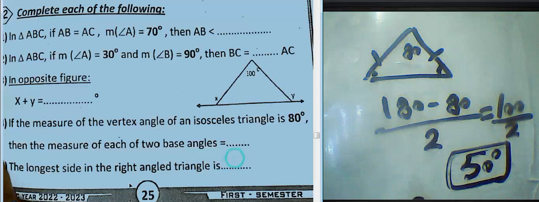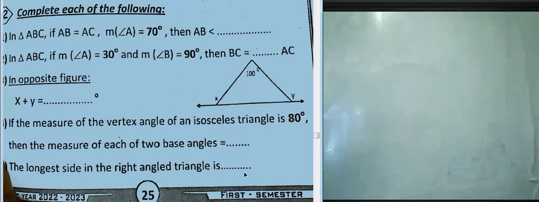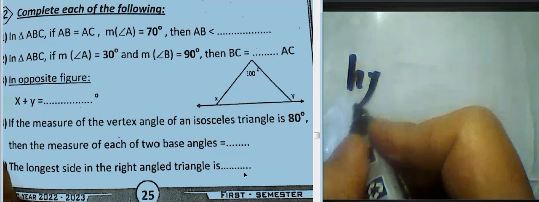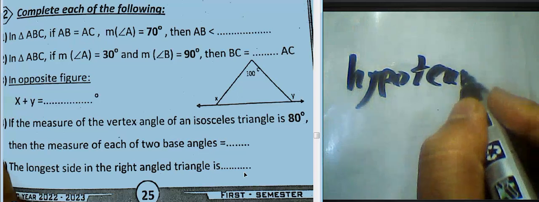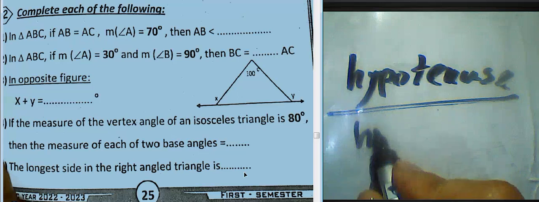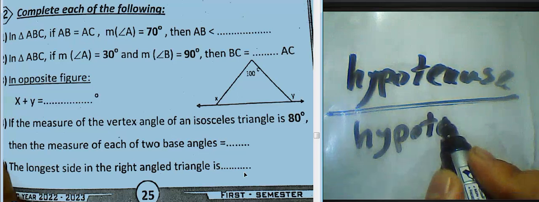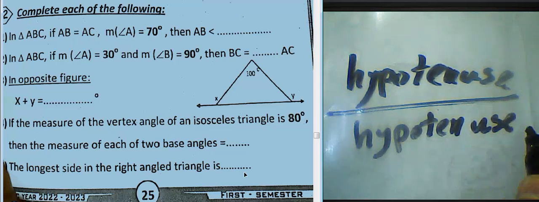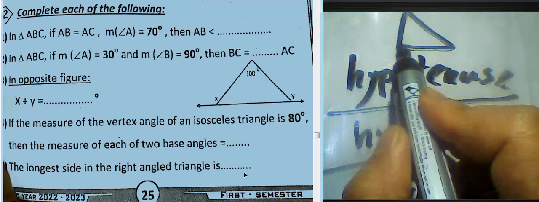Last one here: the longest side in the right angle triangle is the hypotenuse. We write hypotenuse here. Is it clear with you? Hypotenuse. We asked about the hypotenuse.